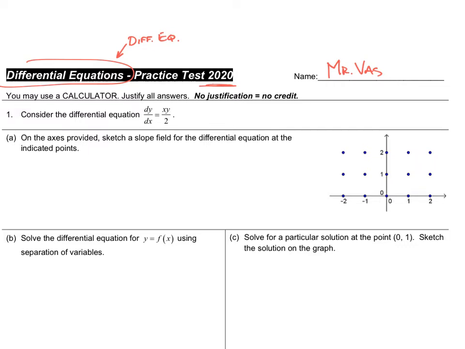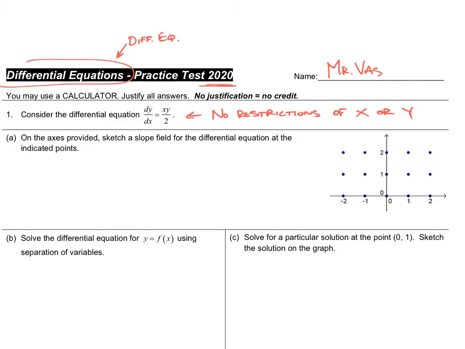Okay, so we have a differential equation here. It's dy/dx equals 1/2 of the quantity xy. First thing I notice here is we've got no restrictions on x or y. We don't have anything in a denominator. We don't have anything under a square root symbol. So based on the differential equation alone, x and y can be any real number.